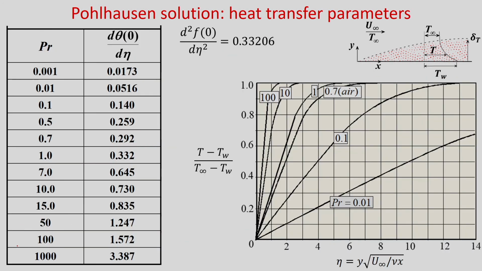In this slide we are showing the temperature gradient at eta equal to 0 for different Prandtl numbers. This has been evaluated numerically for a range of Prandtl numbers by Pohlhausen. These are the numerical solutions, and d2f by d eta square at eta equal to 0 we have already found from the Blasius solution.